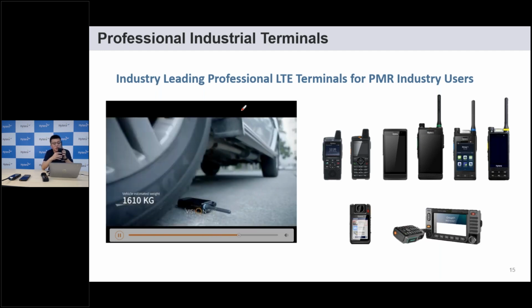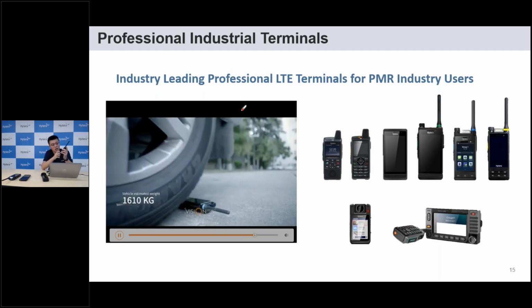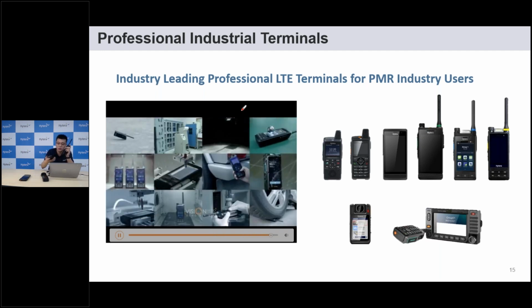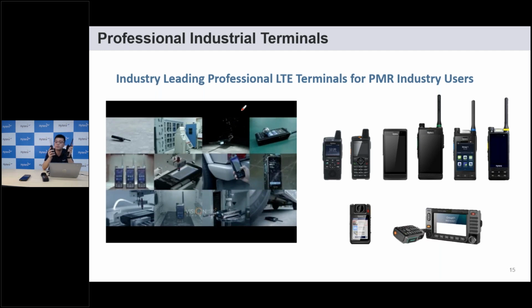The name of this product is PTC 680, and this one is PTC 760. Both of these two types of terminals support the dual modes, both narrowband and broadband. And this here on my left hand is called the PNC 550, pure LTE, just supports LTE. And there is a PTT button on my right hand side of this terminal.